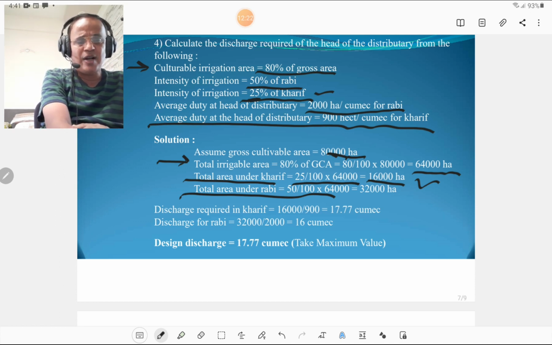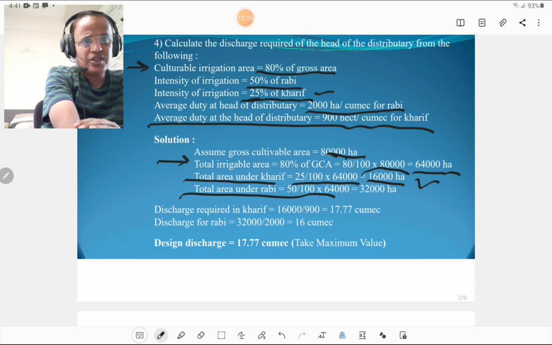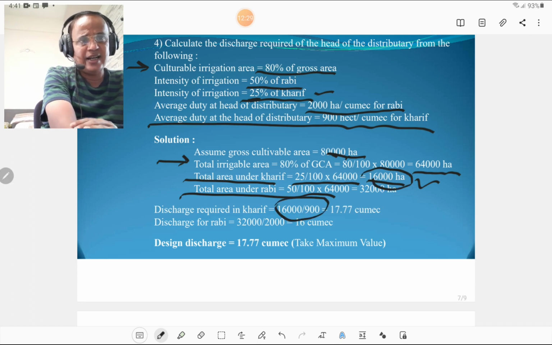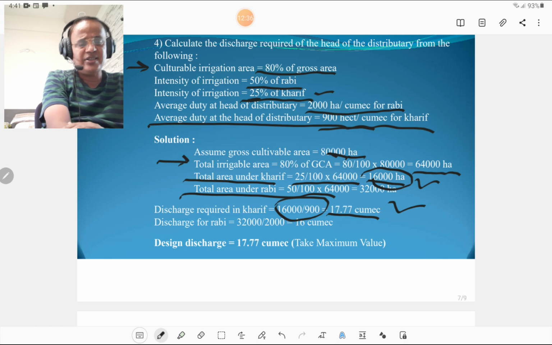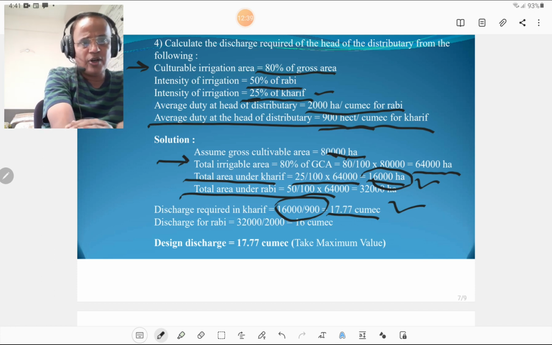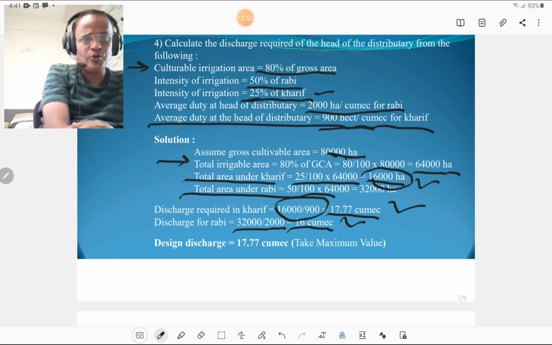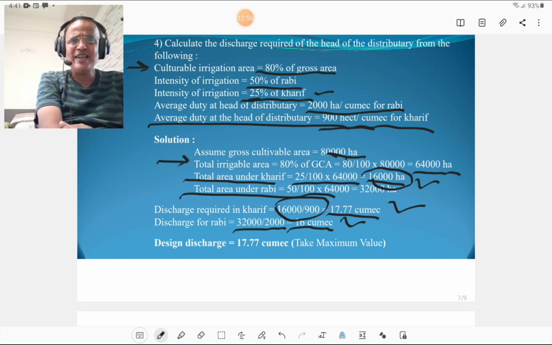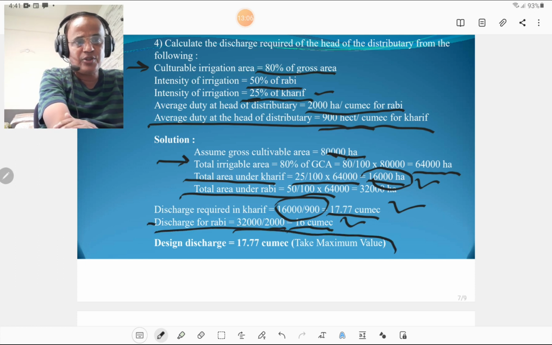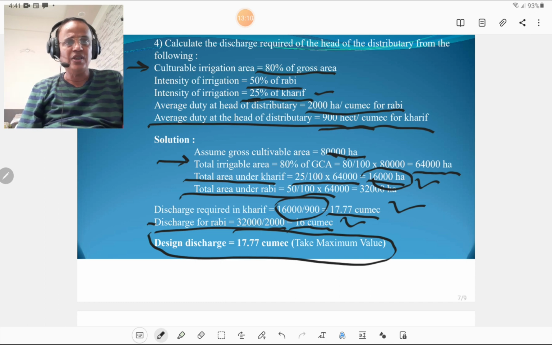So discharge required for Kharif season is 16,000 hectare divided by the duty, that is 900 hectare per cumex. You will get the discharge as 17.77 cumex, and for Rabi, the area is 32,000 divided by the average duty given as 2000 hectares per cumex for Rabi, you will get the discharge as 16 cumex. So design discharge should be the maximum of Kharif and Rabi. So maximum is 17.77 cumex. So design discharge is 17.77 cumex. That is the answer.